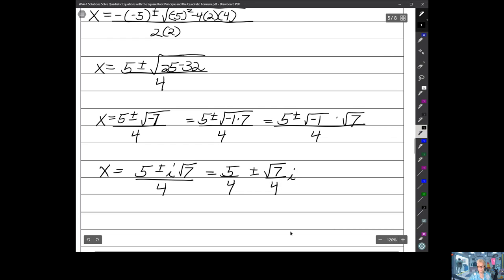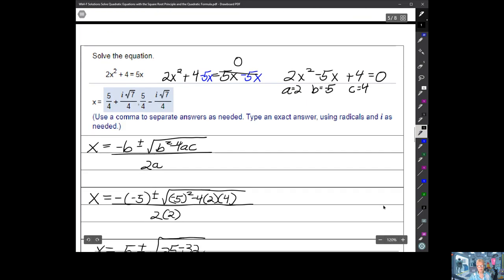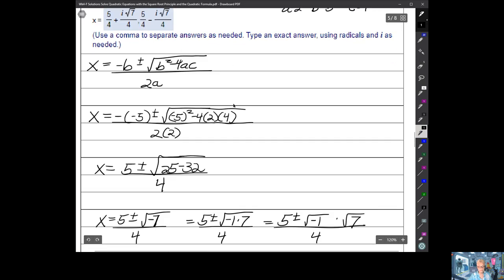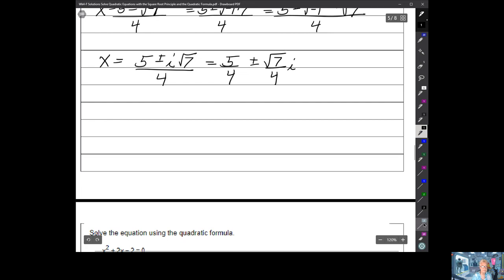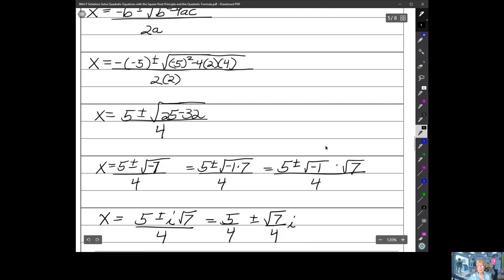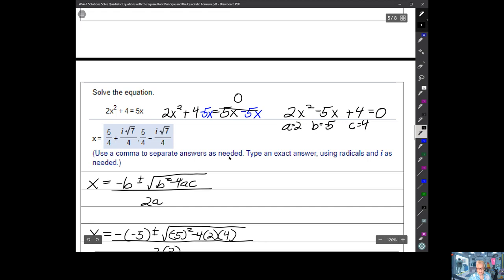Amazing. And I have it in this form because of that I. I numbers have to be put in this form. However, they're getting kind of loosey-goosey, aren't they? Now they've got their I up there with the square root of 7. Well, good for them. Let's see what it says. Use a comma to separate answers as needed. Type an exact answer using radicals and I as needed.